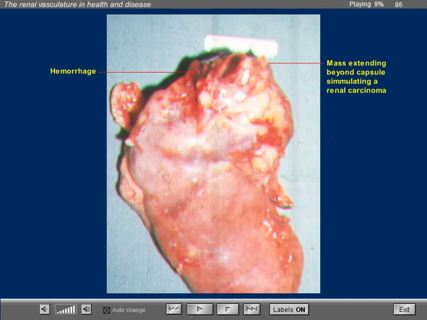This is a gross specimen of an angiomyolipoma of the upper pole of the right kidney. Note the hemorrhagic appearance and note that the lesion extended beyond the renal capsule. Impossible to rule out the renal cancer.